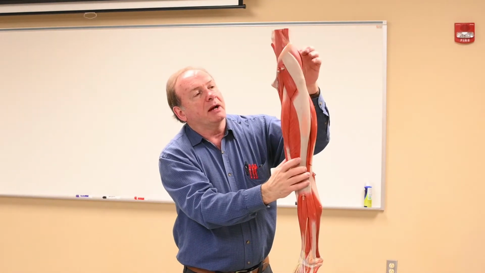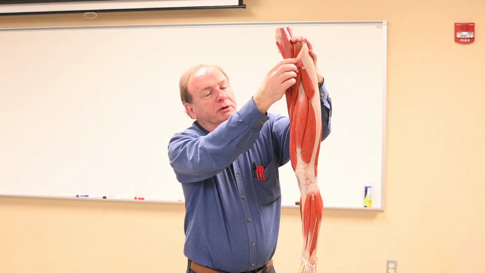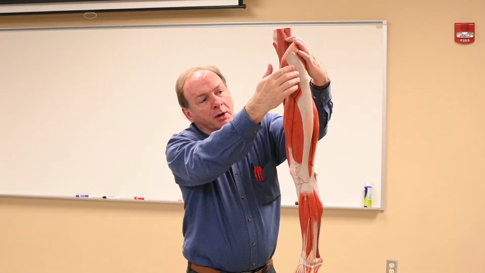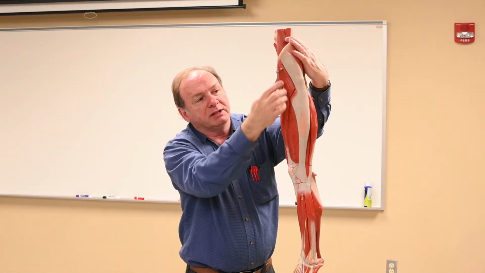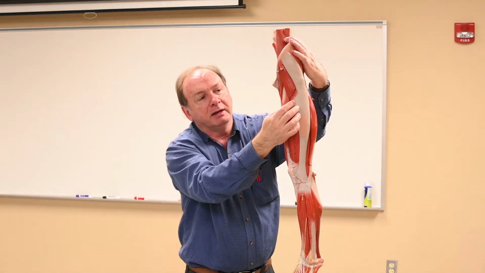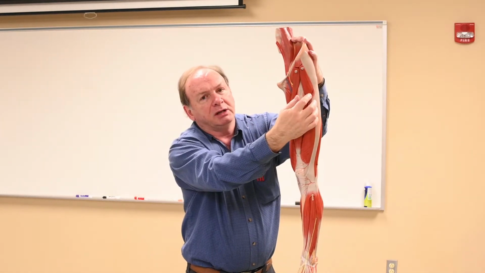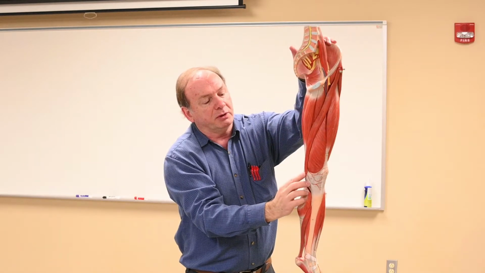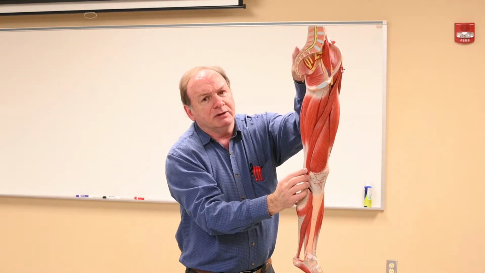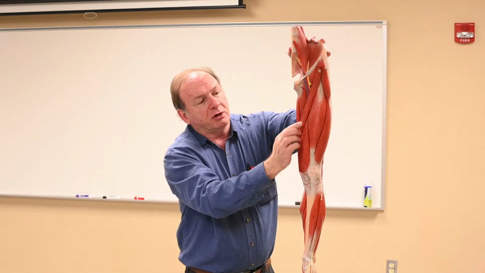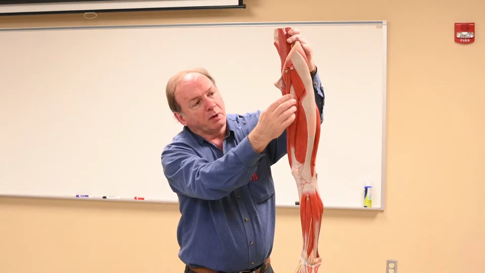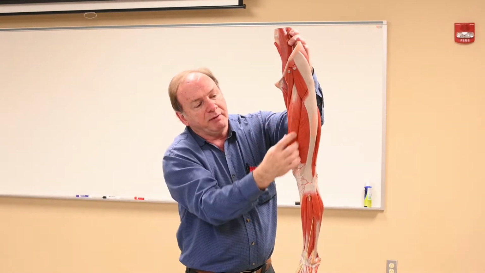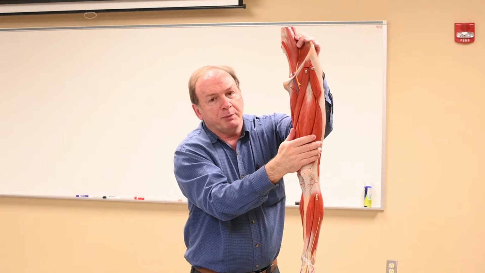All right, we're going to go back around toward the front and look at two muscles that have their origin here at the corner of the ilium, the front corner. One goes to the outside, one goes to the inside. The one on the outside right here is the tensor fascia lata. The one that comes to the inside, the long muscle that wraps around to the inside, is the sartorius muscle here.